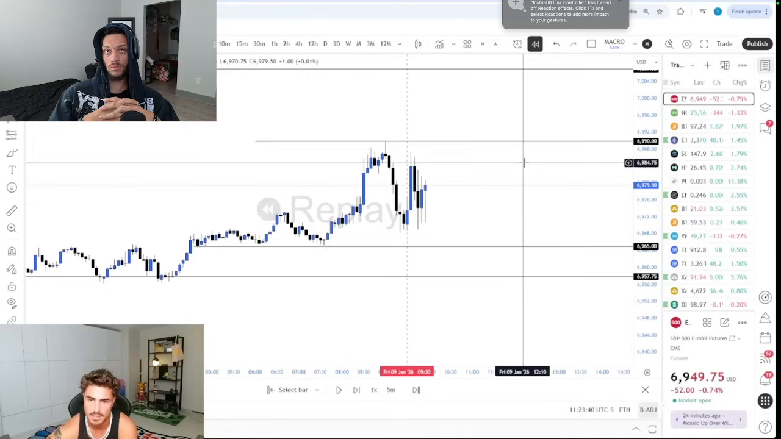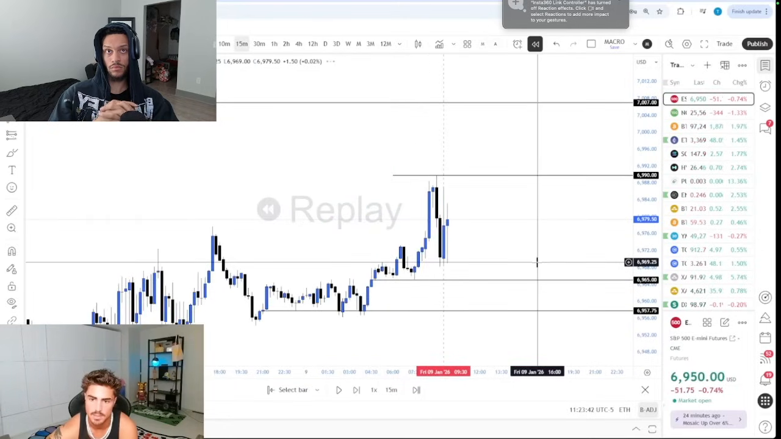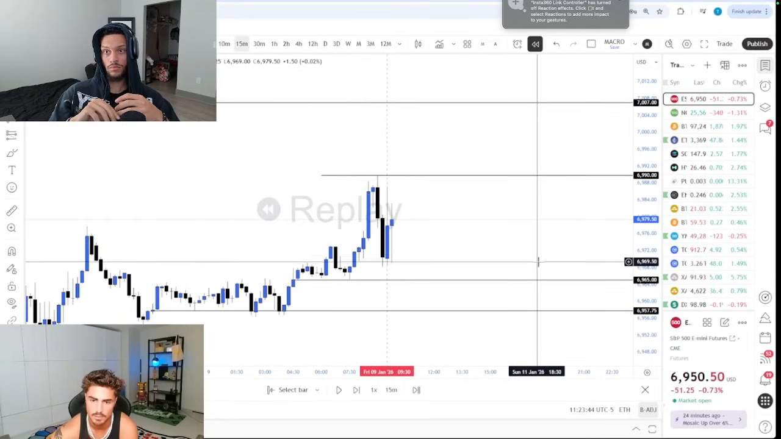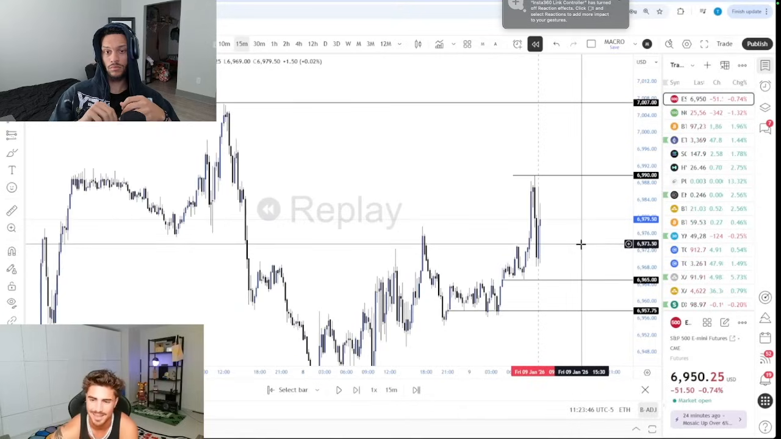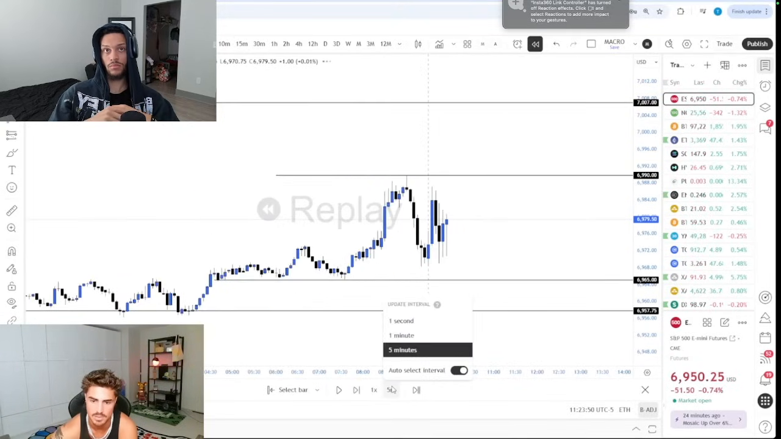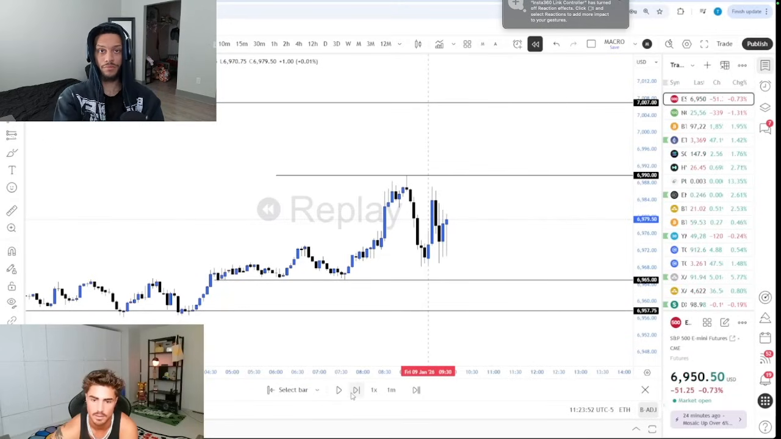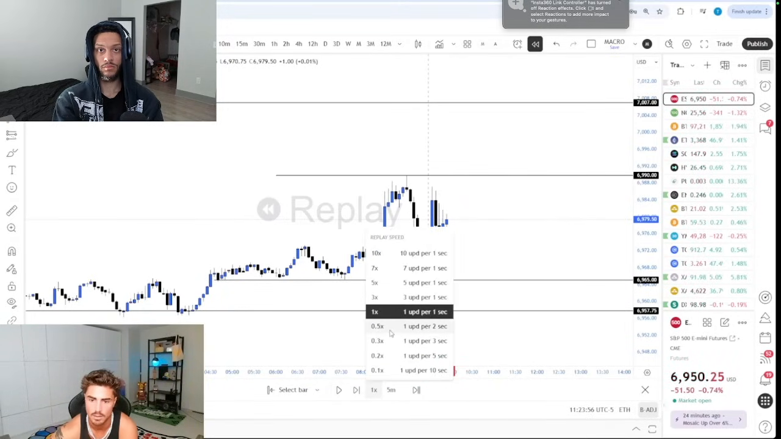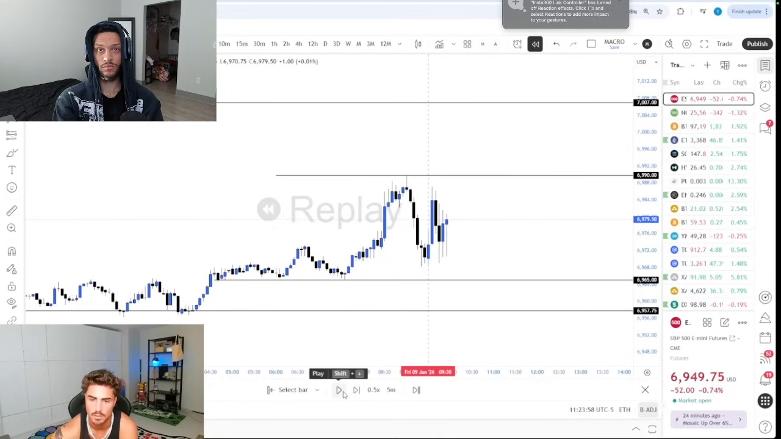Do we invalidate this gap up here? No, we don't. So me personally, it looks okay. I would want to see how these next couple candles close. So what we can do is play this. Can it print?